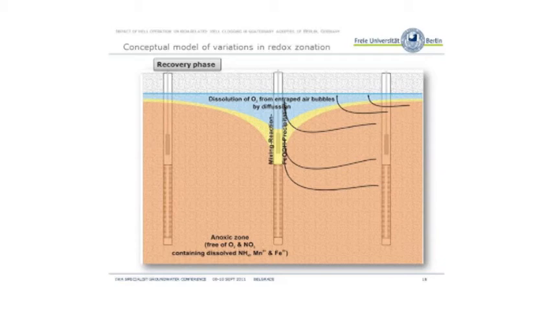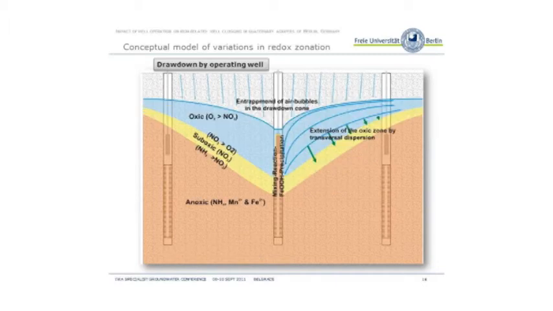In the next step, we shut down the well pump and we have a recovery. In this recovery phase, we have an entrapment of air bubbles, and subsequent dissolution of these air bubbles and the oxygen by diffusion. And there could also be some mixing reactions by flowing groundwater filling up the cone of depression, and there could also be some precipitation of iron hydroxides.